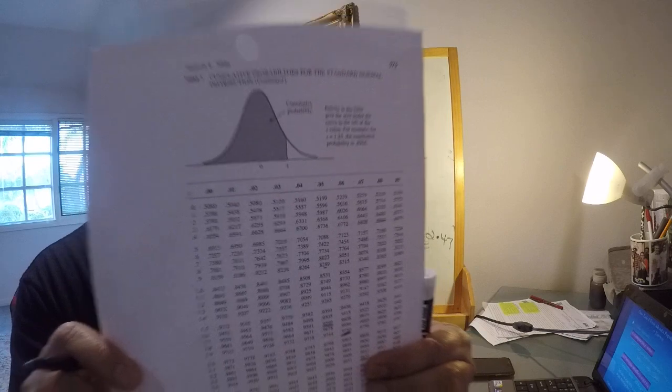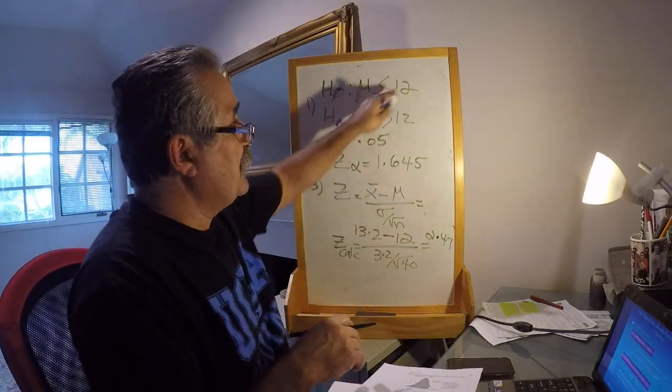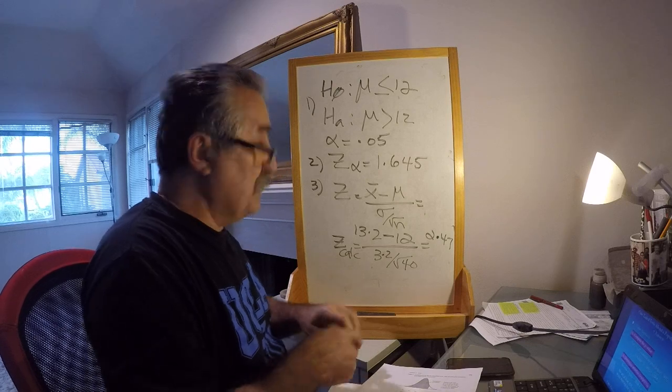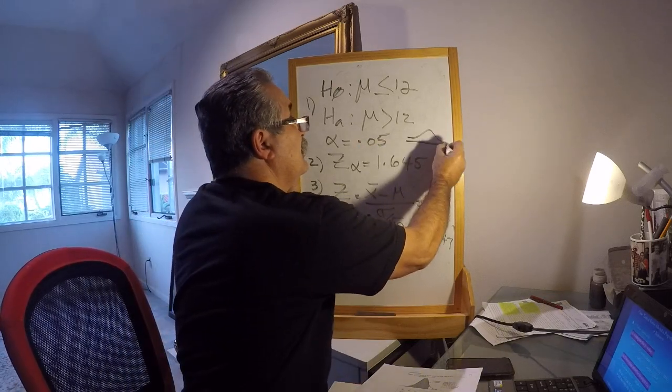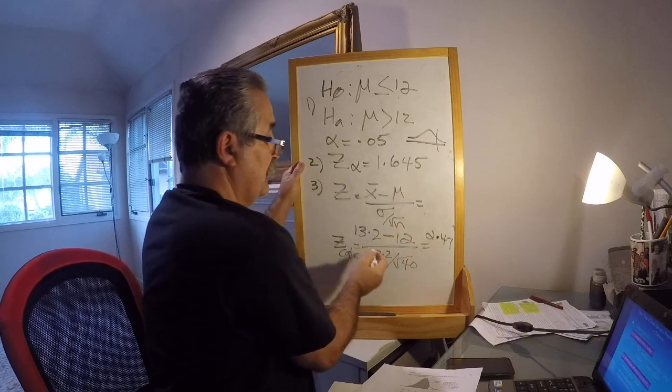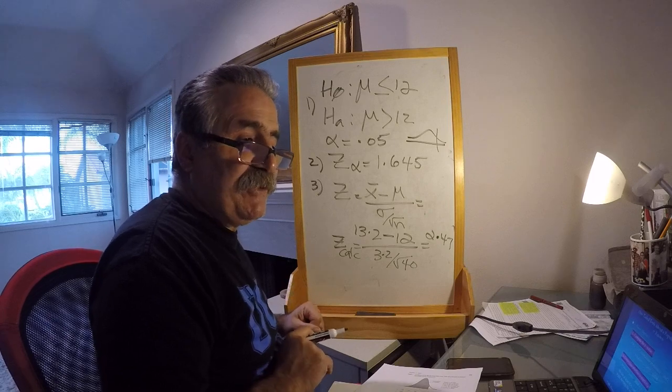That's the area for 2.47, because this is upper tail. Those of you who remember the upper tail, this is the upper tail. If this is the upper tail, then 1 minus that value, which is 0.9932.